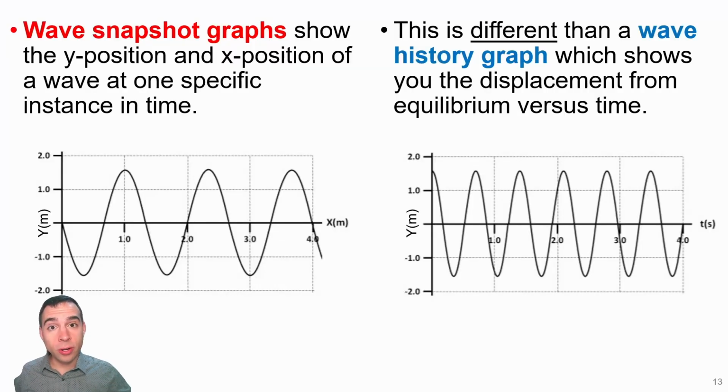In the oscillation unit, we saw oscillation history graphs, which show you the position of an object as it oscillates with respect to time. We can also talk about a snapshot graph, which is what a wave would look like at one specific time. And that would display the horizontal and vertical positions of the wave throughout space for one specific time instance. That's why we call it a snapshot graph. And you will need to be able to use these snapshot and history graphs to figure out things like the period, the wavelength, and the amplitude of a wave.